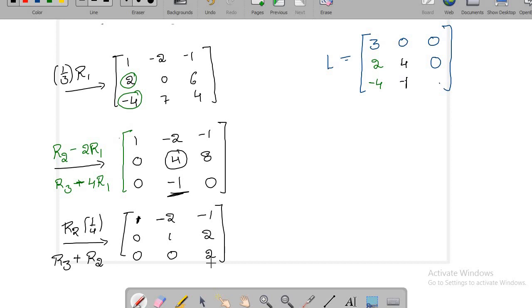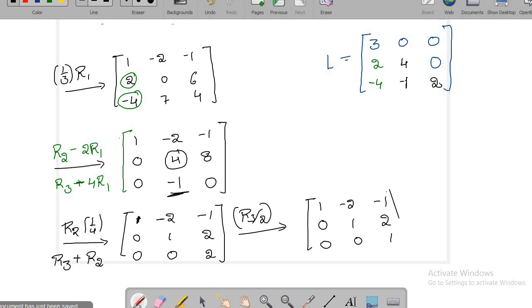What is the last element? Here I have 2, and I want to make it 1. To make it 1, you have to multiply with 1 by 2. So you'll get 2 here. So finally the matrix is this. R3 divided by 2, which gives 1, negative 2, negative 1, 0, 1, 2, 0, 0, 1. So this is the upper triangular matrix U, whereas this is the lower triangular matrix.